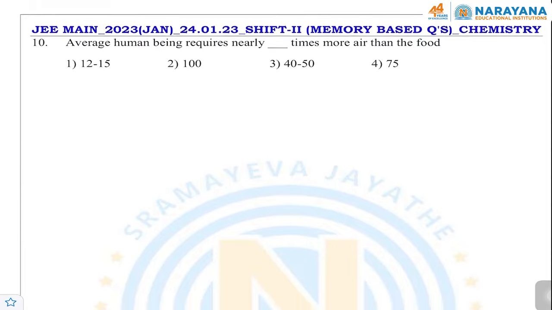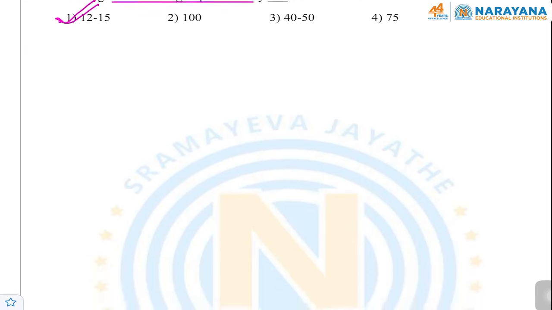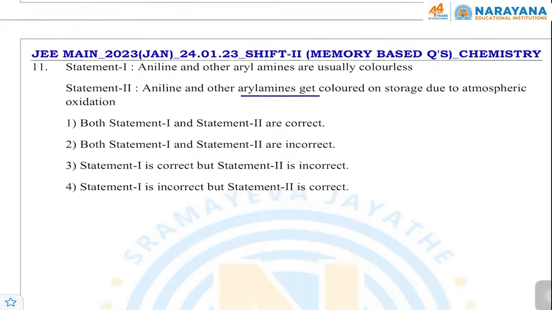Next question is based on environmental chemistry. This is from lines of NCERT given in environmental chemistry. An average human being requires nearly 12 to 15 times more air than food. So you can read the NCERT for such questions.